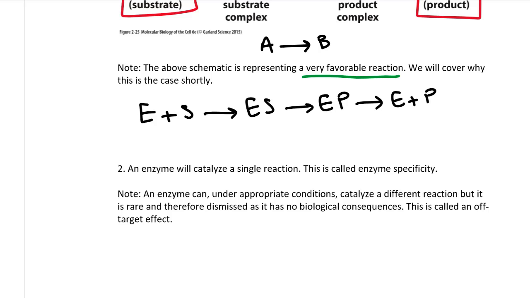Under certain conditions, an enzyme can catalyze a different reaction, but it is rare, therefore dismissed as it has no biological consequence. And this is called an off-target effect. So, under certain conditions in the laboratory, in a test tube, you can make an enzyme use a different substrate than it doesn't normally use in the cell. But that is not important to us because we're studying cell biology. So, that is irrelevant to the discussions that we'll be having.